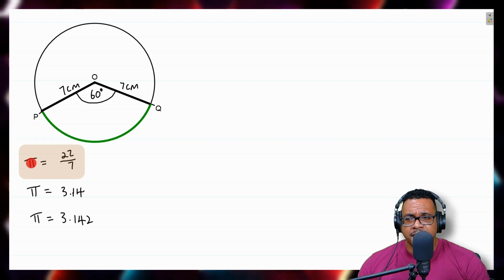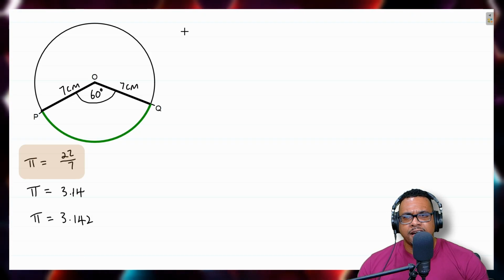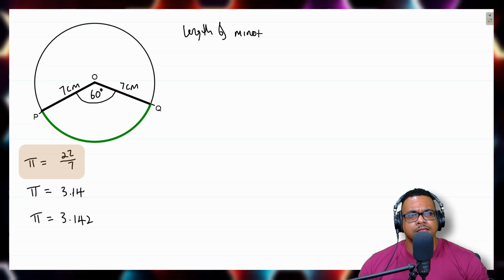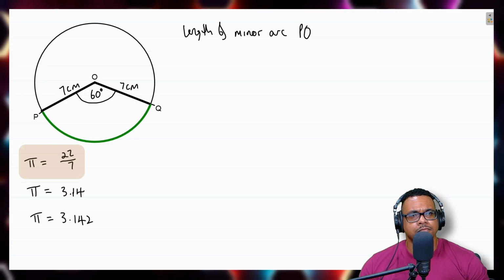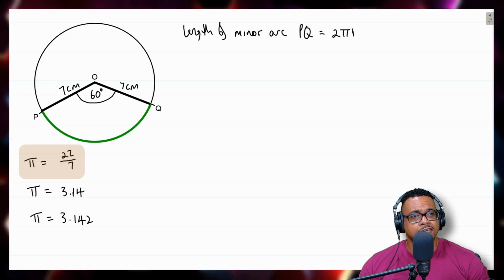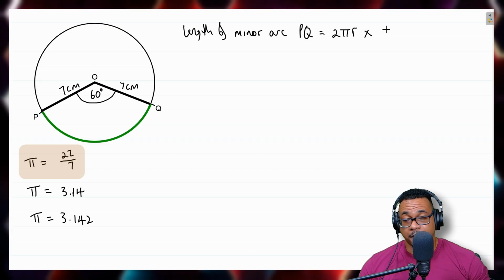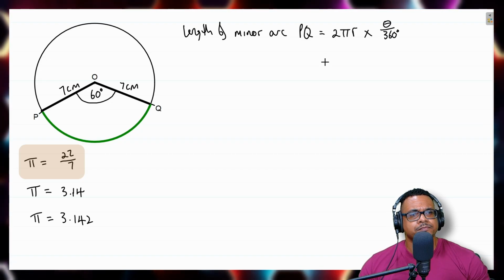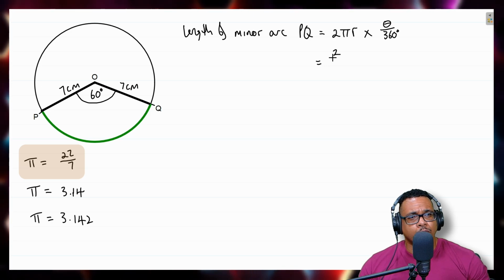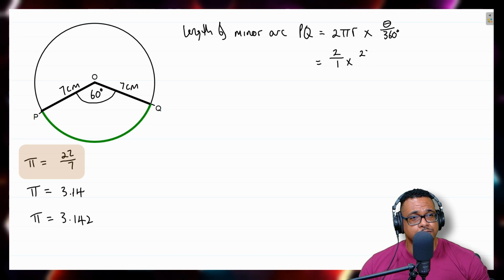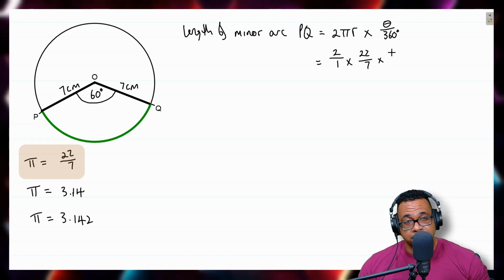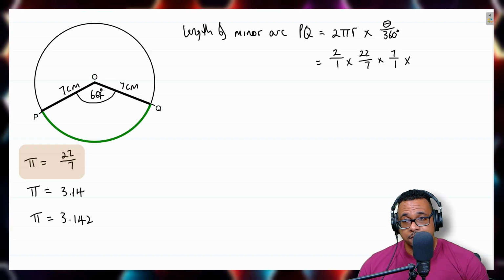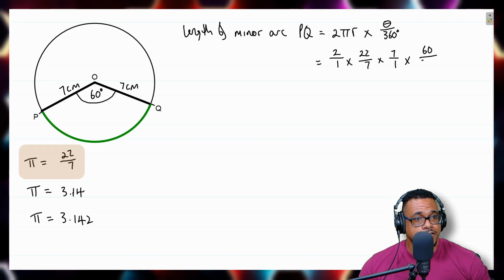So first, let's use pi as 22 over 7. So we have length of minor arc PQ is equal to 2 pi r, that's the circumference of the circle, multiplied by my proper fraction, which is theta over 360 degrees. So you're going to put 2 over 1, multiplied by pi, which is 22 over 7, multiplied by the radius, which is 7, so I put that 7 over 1, multiplied by theta over 360, and theta is 60. So 60 over 360.